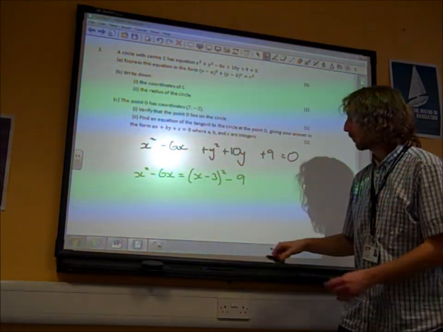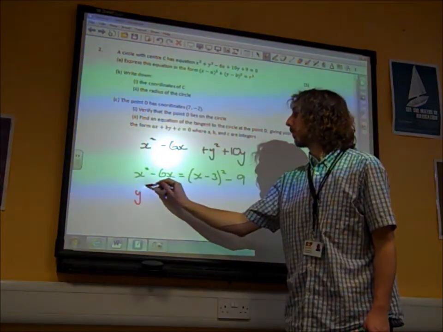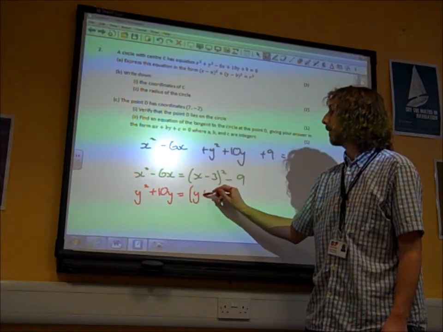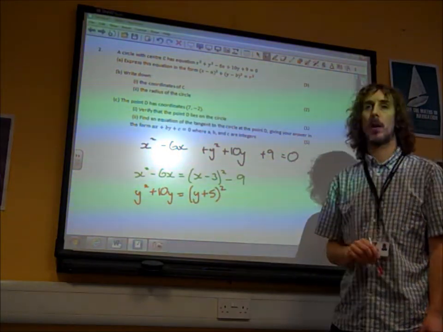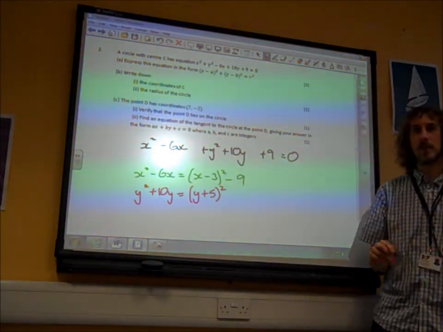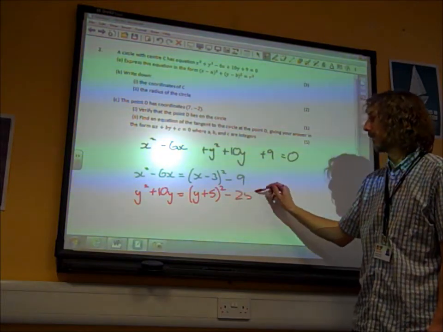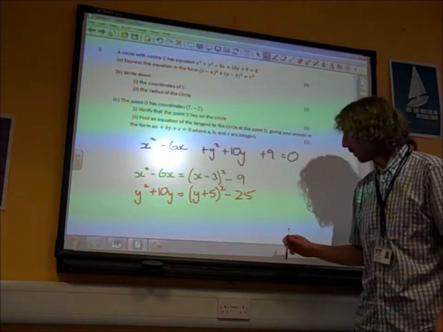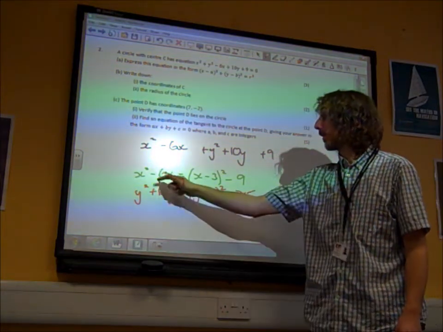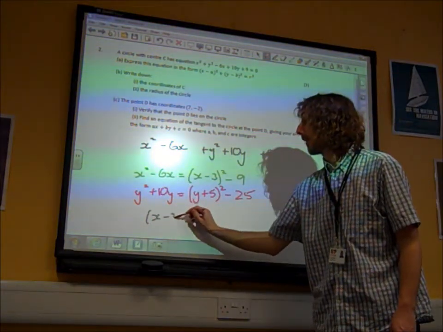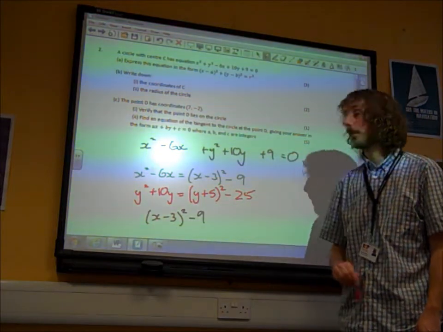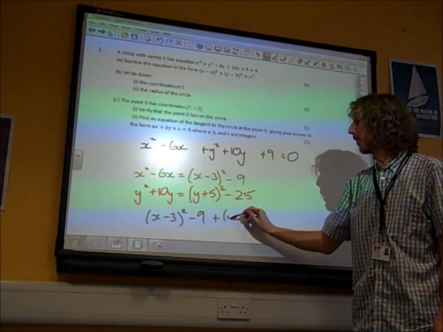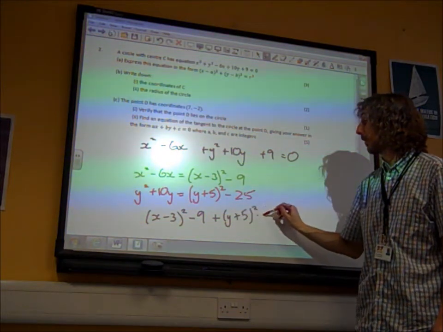And the other one is y squared plus 10y. Half of 10 is 5. Squaring that would give us an extra 25, so we need to take that 25 away as well. If we combine what we've just done here, the green bit leaves us with x minus 3 all squared minus 9. The red bit, replacing that, leaves us with y plus 5 all squared minus 25.